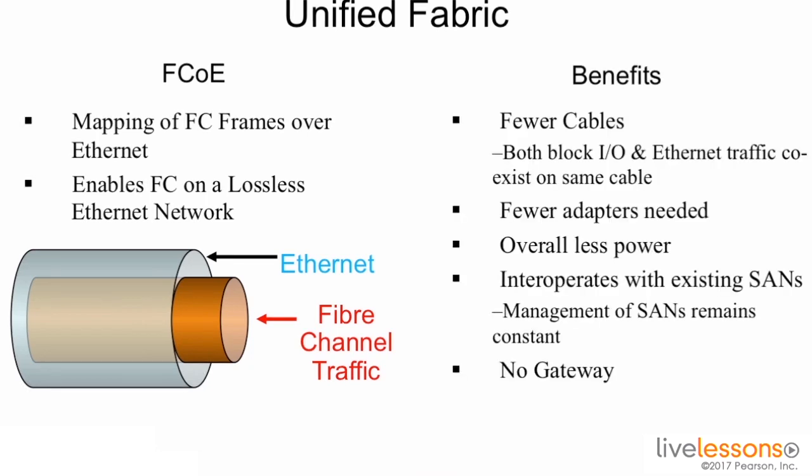The benefits of this protocol is that we used to have cables for Ethernet networks and cables for SANs, but by combining both of those over a single cable, we can have fewer cables in the data center, which means less complexity, better airflow, smaller number of adapters needed per server, and overall less power. Above and beyond that, this Fibre Channel over Ethernet protocol interoperates with existing SANs and can integrate into your current management platforms.